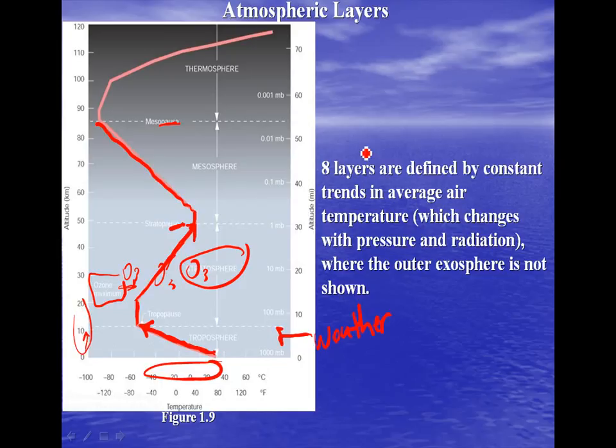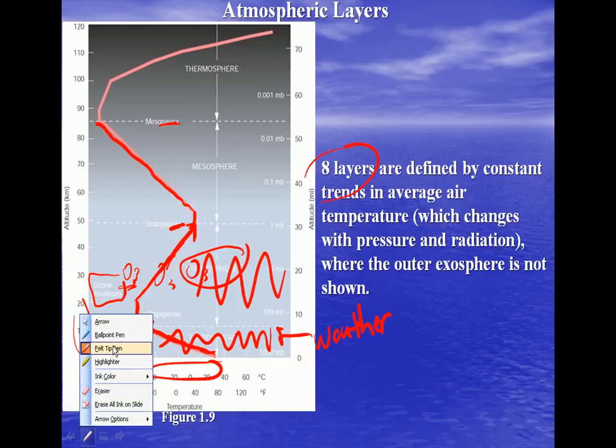So we have 8 different layers here. Layers such as the troposphere, the tropopause, the stratosphere, the stratopause, the mesosphere, the mesopause, the thermosphere, the thermopause, and then we have the exosphere, which is not pictured here. But we're looking at these layers in terms of temperature. That's how we're basically delineating the difference between all of the layers, by the vertical temperature profile.